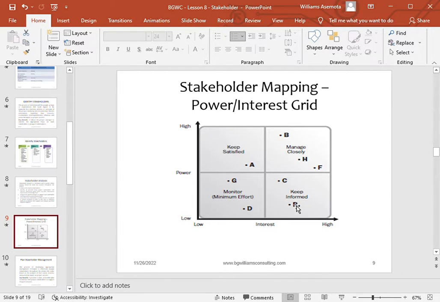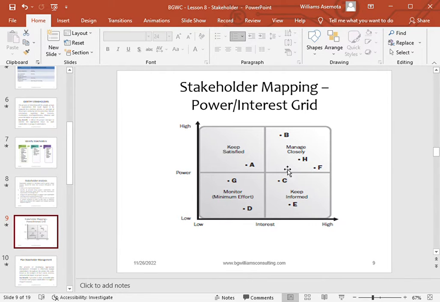Then you see some stakeholders, C and E. You discover that they have high interest in the project, but if you look at it, they have low power in the project. Examples of such stakeholders could be the team members or the staff members in the department where the project is being carried out. They have interest in the project because they are the ones carrying it out, but they may not have power to make decisions in that department. So you can see them under high interest but low power.